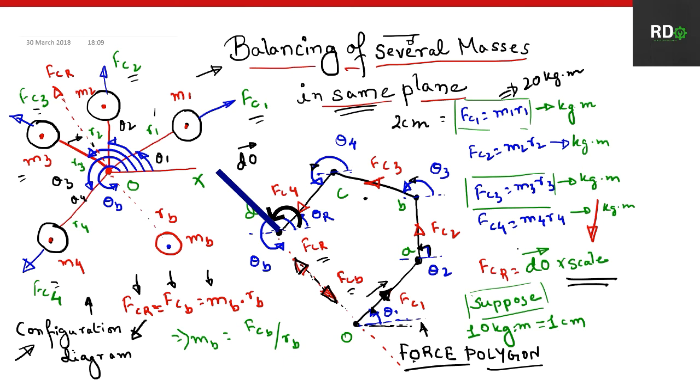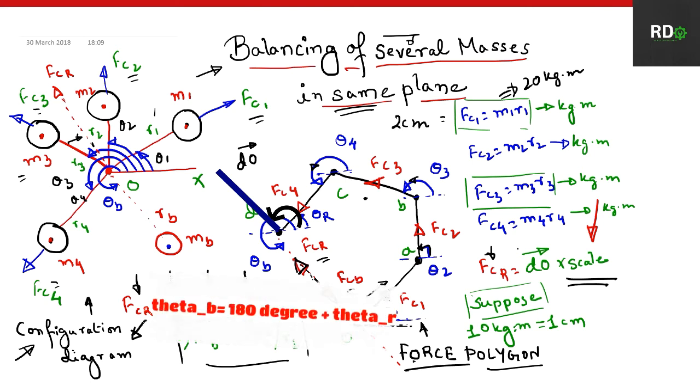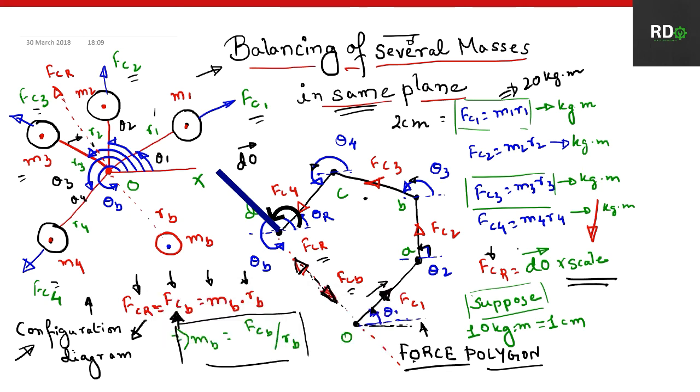Once we convert this scale, we have to put this FCR value here. So when you know RB, you can find out your MB equal to FCB by RB. So at the point D, using the direction of FCB, the lower direction, from the horizontal line at point D, we can find out the angle theta B. As you can see, theta B.